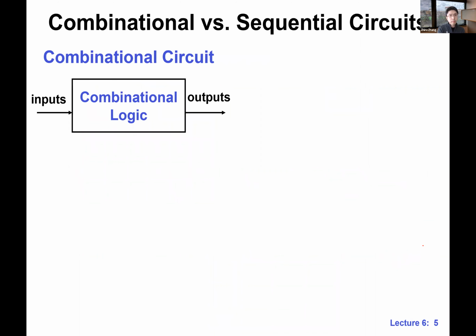All right. So let's talk about sequential logic. We are already familiar with combinational logic. This is where we usually draw inputs on the left-hand side and outputs on the right-hand side.